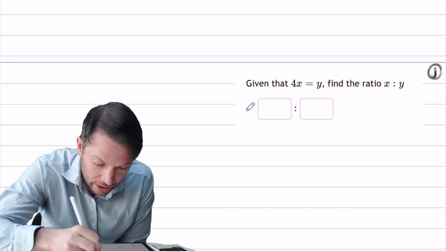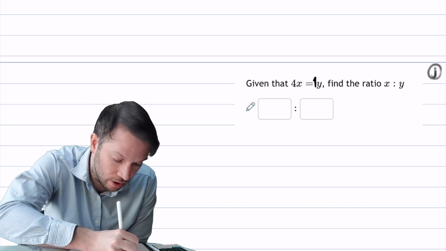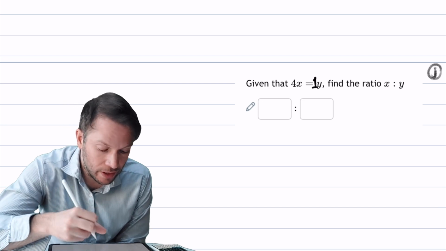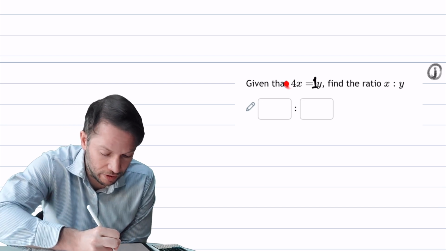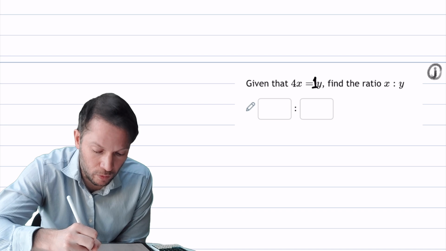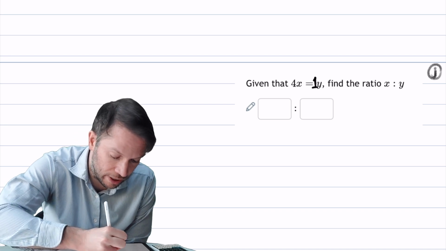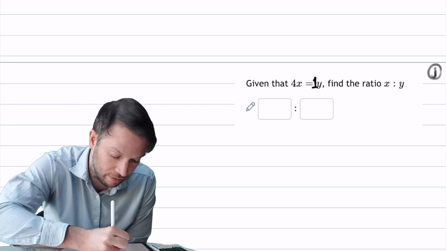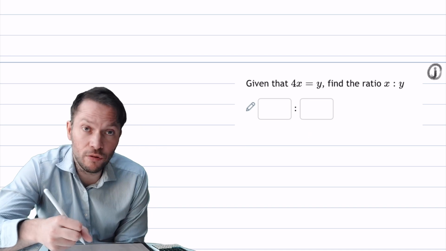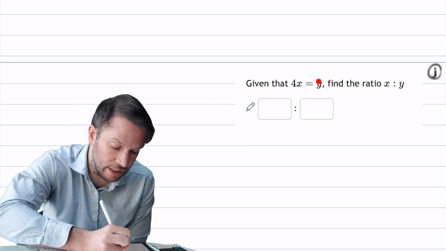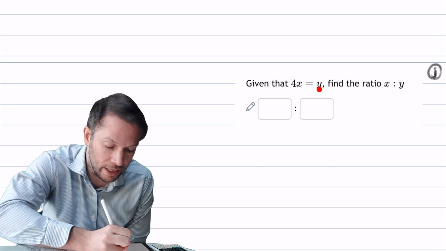If you imagine there's a 1 in front of this y, because 1y means the same as y, you might be tempted to just read off these numbers of 4 and 1 in front of the x and y, and therefore write that as a ratio. So the ratio of x to y would be 4 to 1, right? But that's not right.